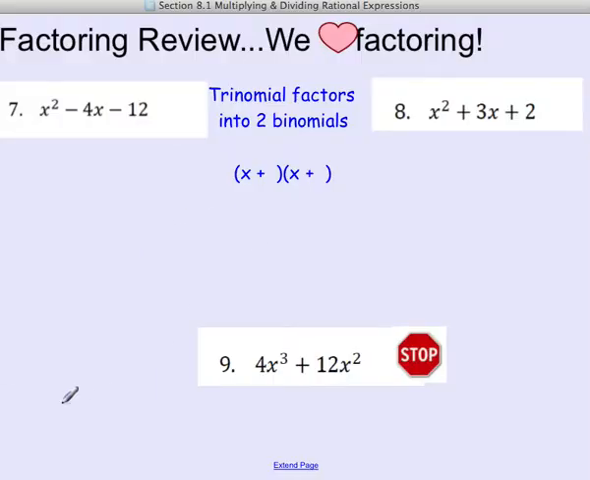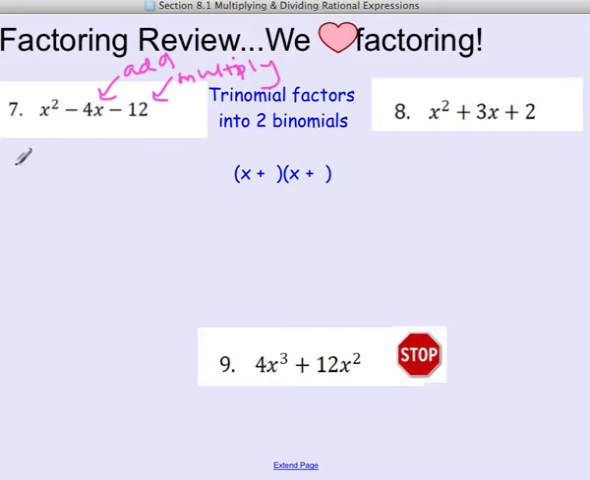Okay, we have a little bit of reviewing, factoring review, because we love factoring. Just remember that if I have a trinomial, that means there's 3 pieces here, an x squared, an x, and then just a number or a constant. It's going to factor into 2 binomials. So remember, it has to multiply to -12, and then add to -4. So multiply to -12, add to -4.